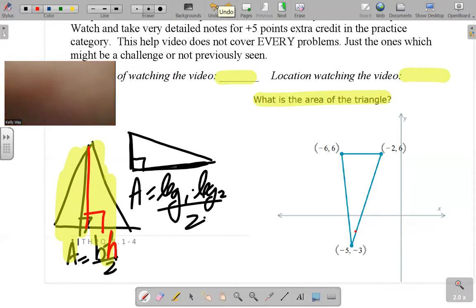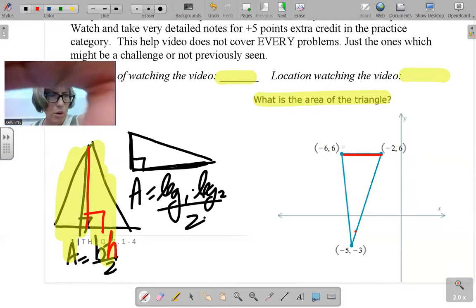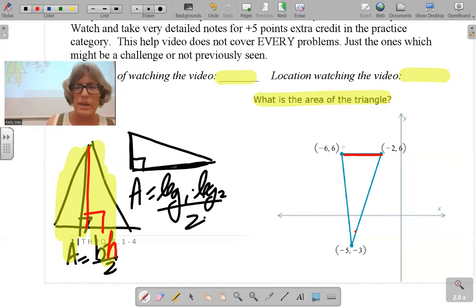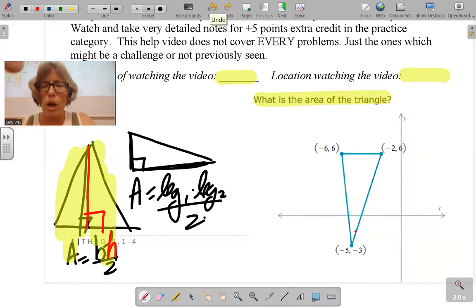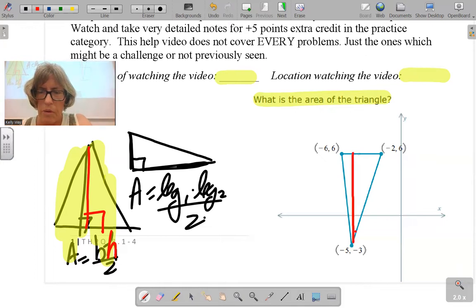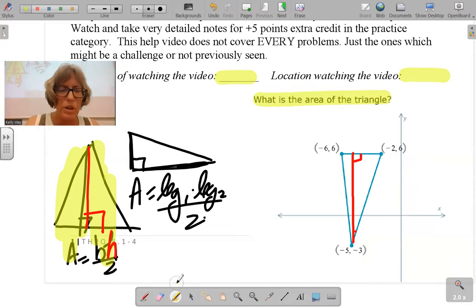I could draw it here. But that's not a right triangle, so it doesn't qualify. It doesn't hit the base. Or I could draw it here. The third way is the most advantageous because you can see it gives us a completely vertical component, which is very easy to find the distance of.